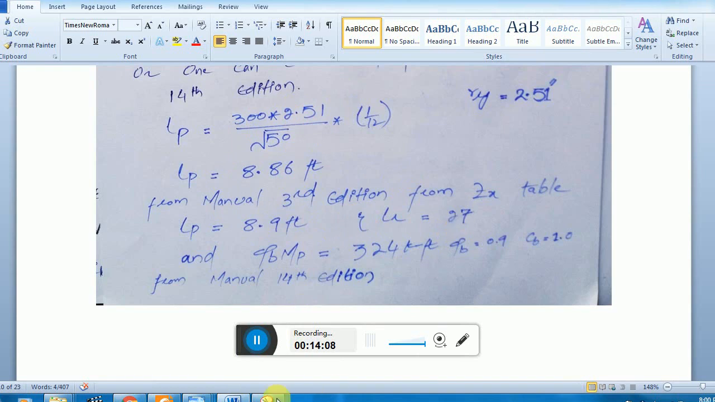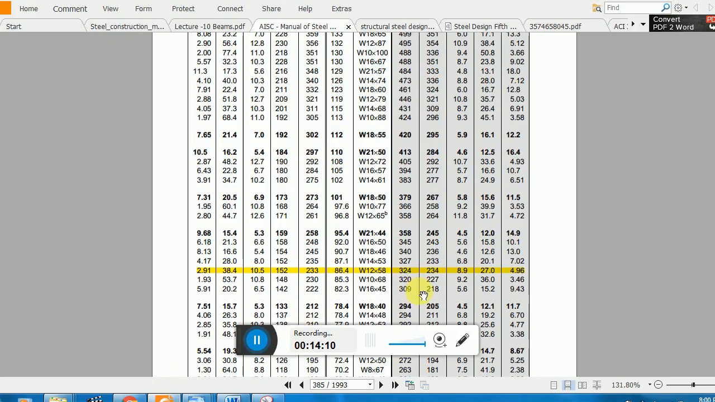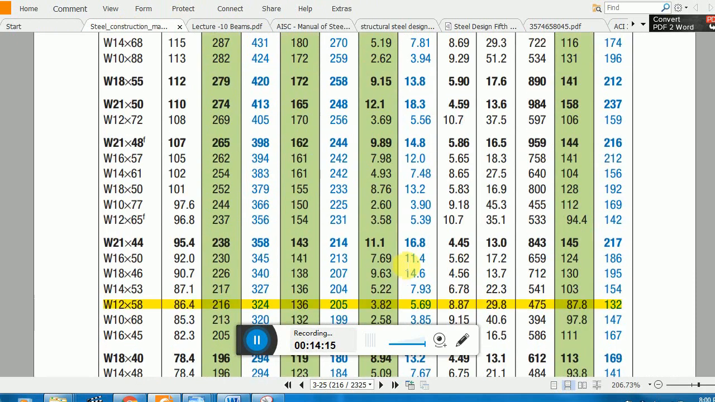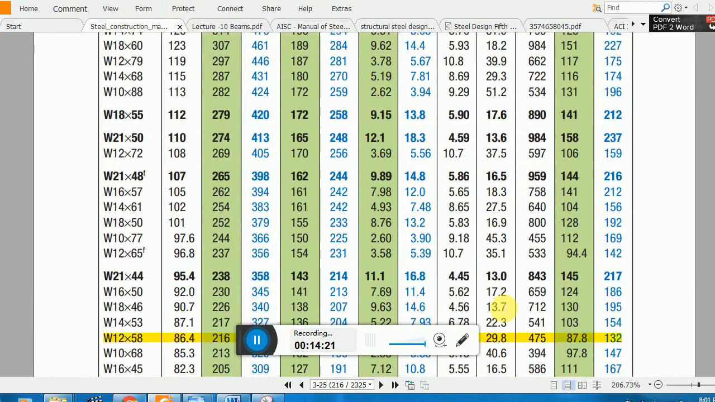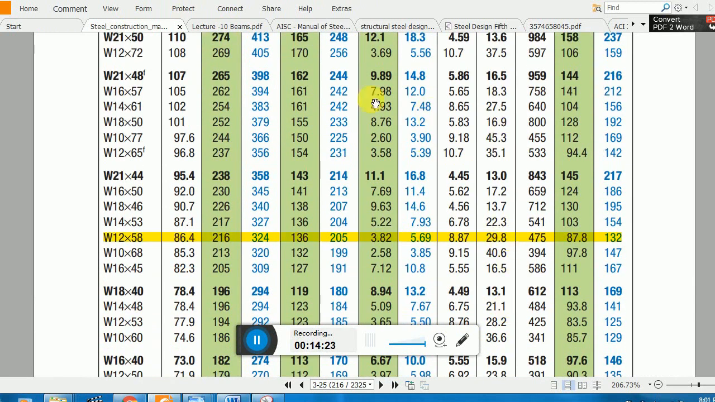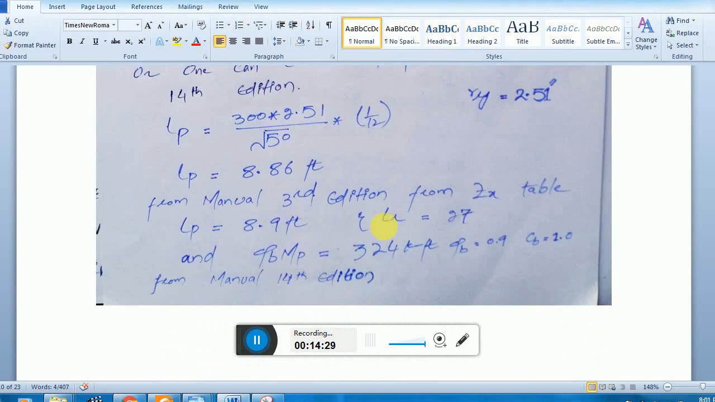You see here Lr is 27 in this manual, and in the other manual, where you see 8.87, the Lr value is 29.8. It is an advanced version, so that's why it is modified, a little bit larger value, but we use 27 from the ZX table.